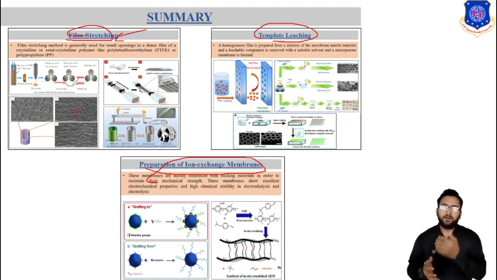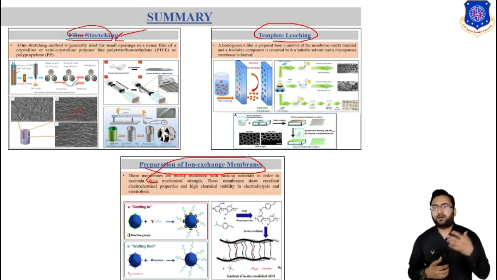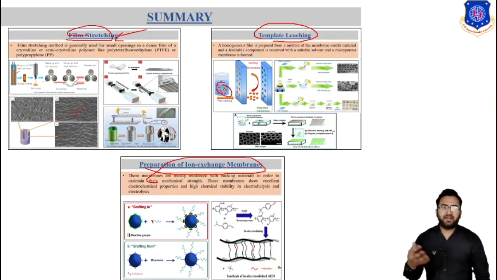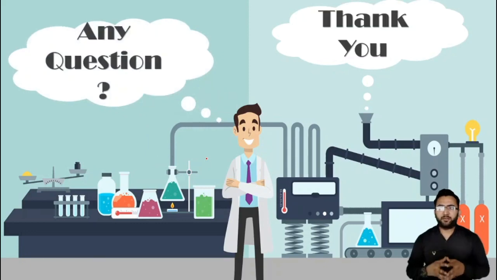Solvent can pass through those pores and larger molecules are rejected by the membrane. In template leaching, we add some solid particles in the solvent and leach them out from the membrane, so it makes pores in the membrane. Then we discussed the ion exchange membrane that is prepared by grafting, copolymerization, cross-linking and various methods. So this is all about today's lecture. I am completing my lecture here.